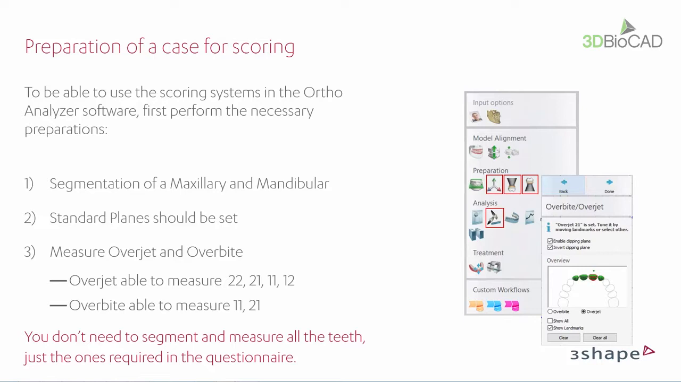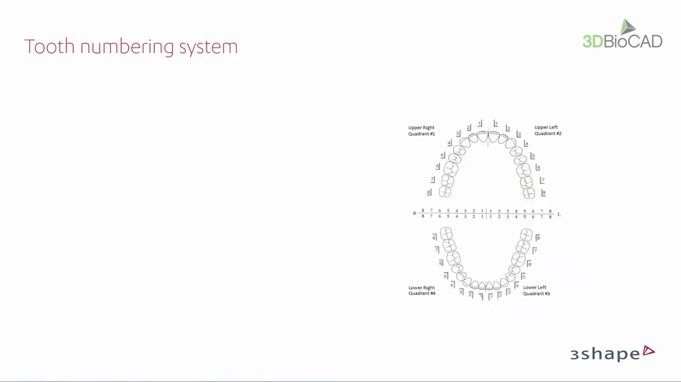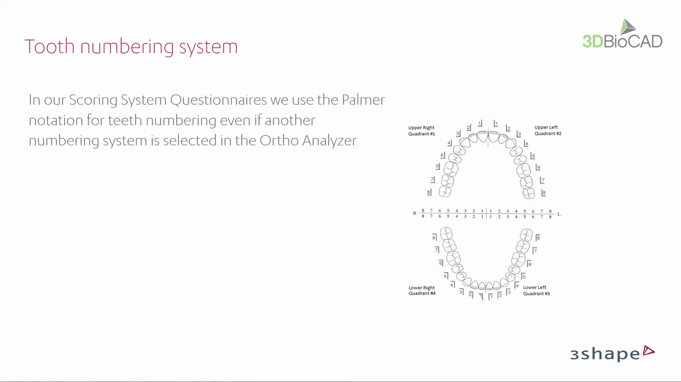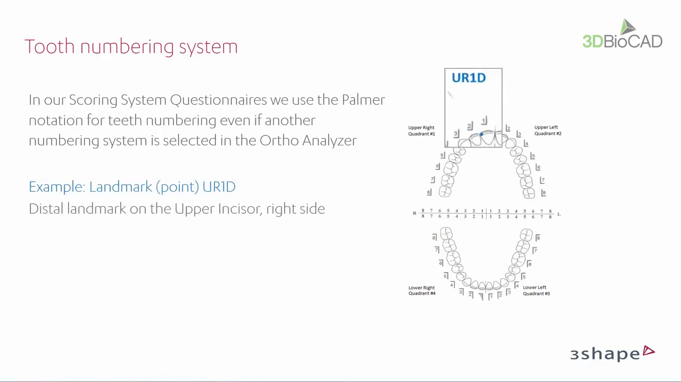in the questionnaire. Before you start, you also need to know the tooth numbering system used in our semi-automatic scoring systems. We use the Palmer notation for teeth numbering, even if another numbering system is selected in the Ortho Analyzer. Here is an example of a landmark UR1D, which is a distal landmark on the upper incisor on the right side.